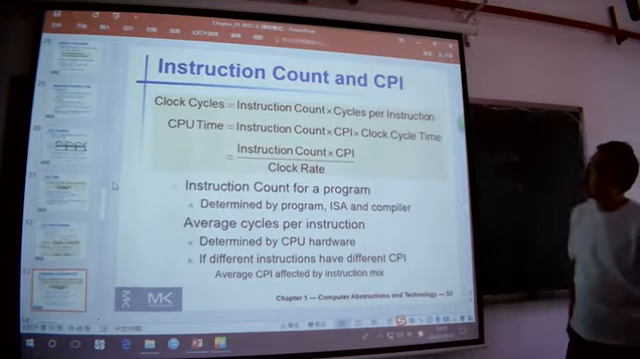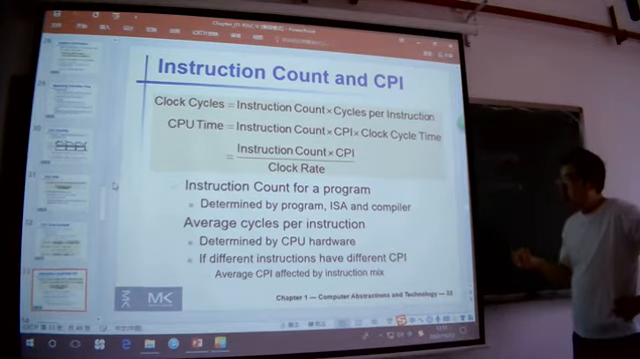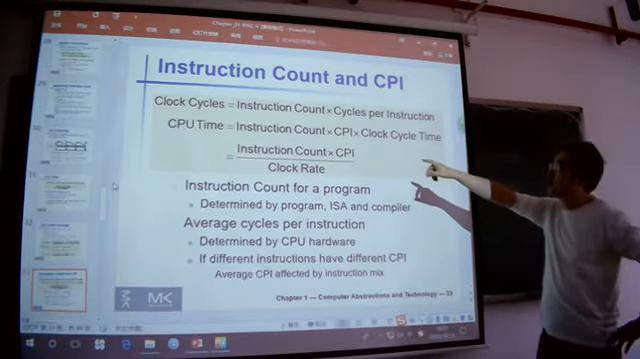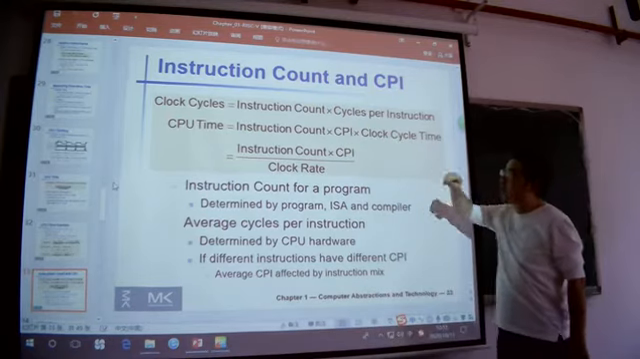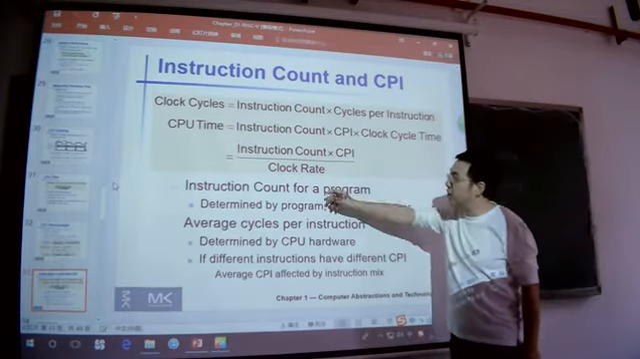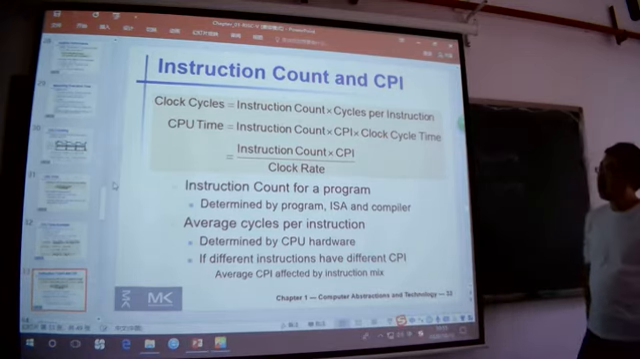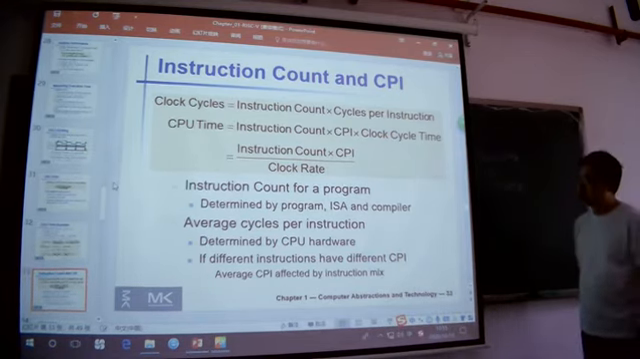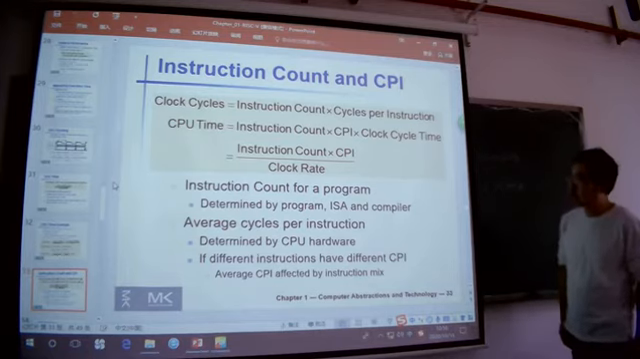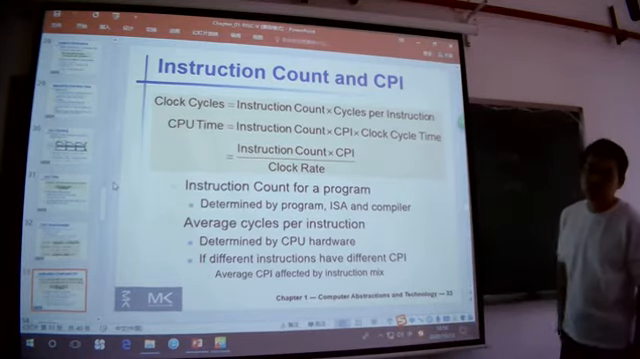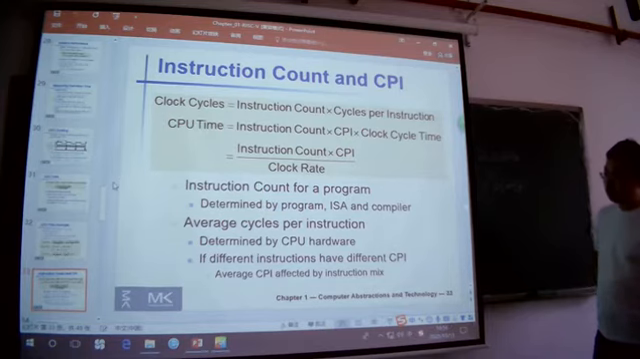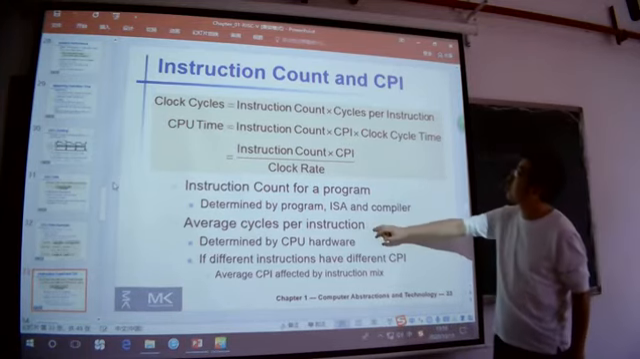Okay, instruction count and the CPI. You can find the CPI is very popular and very important. Clock cycles equal instruction count times cycles per instruction. CPU time is instruction count times CPI times clock cycle time, which equals instruction count times CPI divided by clock rate. The instruction count for a program can be determined by the program, ISA, and compiler. ISA is the instruction set architecture. So the average cycles per instruction, which is CPI, is very useful and very important.